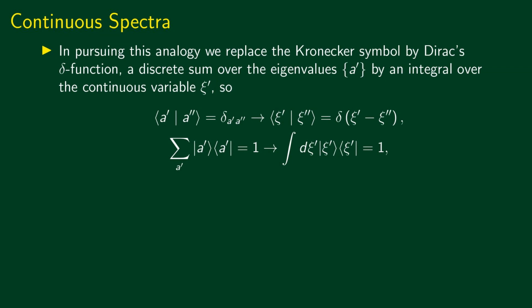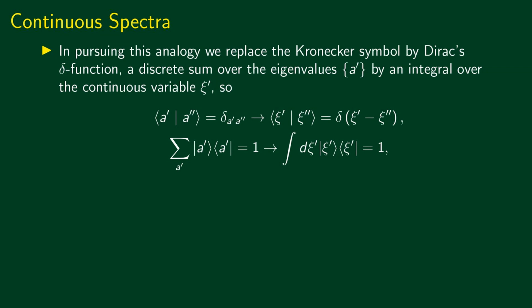All right. In pursuing this analogy, we replace the Kronecker delta by Dirac's delta function. I hope you are already familiar with this Dirac delta function. So wherever the Kronecker delta symbol appears in the discrete case, in the cases that we discussed so far, we'll replace it by Dirac's delta function. All right, and then it works.